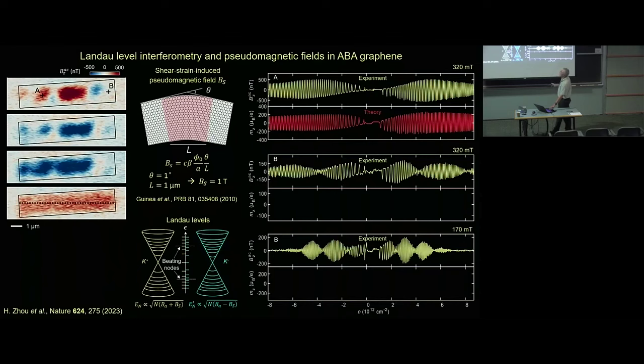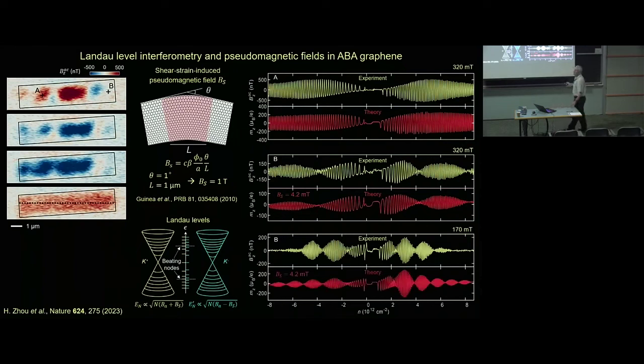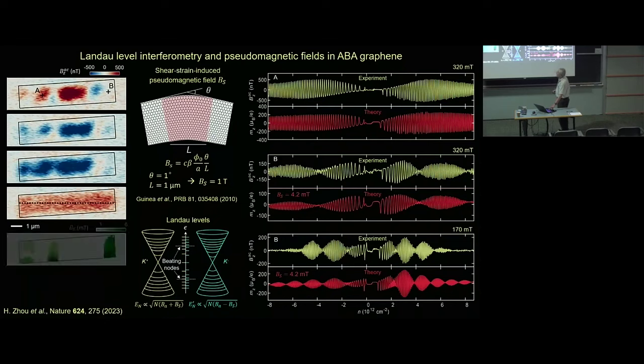So we need only one parameter, which is the pseudomagnetic field, and we can look for the best fit, and this is what we get. So this is the fit, which gives us a pseudomagnetic field of 4.2 millitesla. We can do a sanity check and then go to a lower magnetic field, and now it's a fit with 0 parameters because we already know the pseudomagnetic field. So we can repeat this as a function of position, and this is what we see.